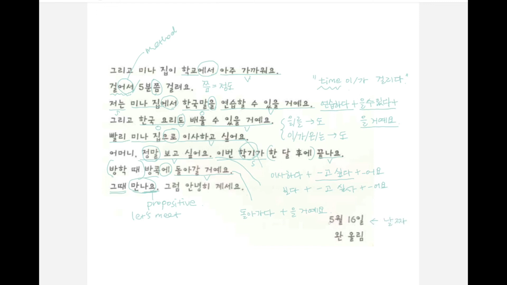날짜 5월 16일. And then the writer who wrote this letter. 완 올림 있어요. This is a way to finish the letter, especially when you need to be polite. So you say your name and 올림 or 드림. 올림 or 드림. This is how you finish the letter politely.